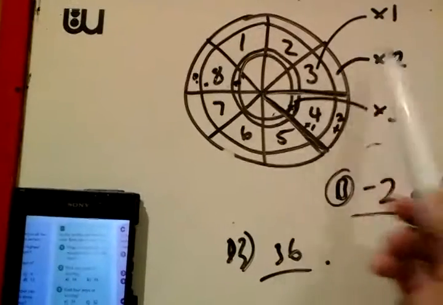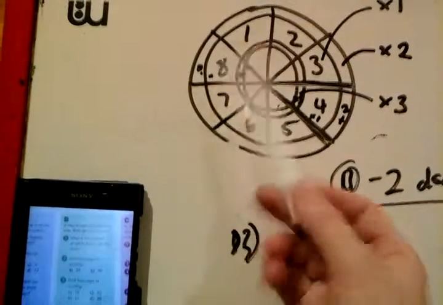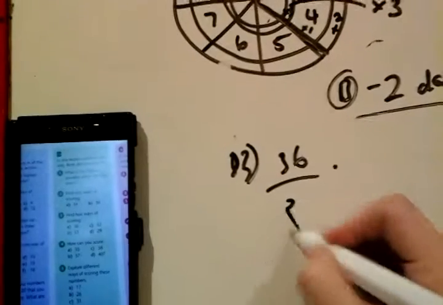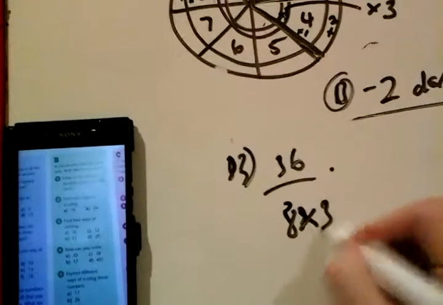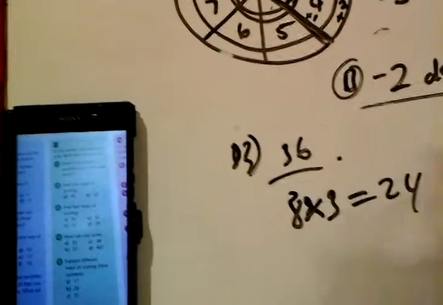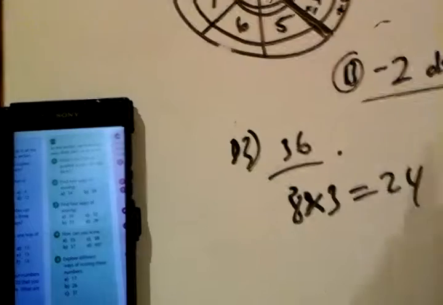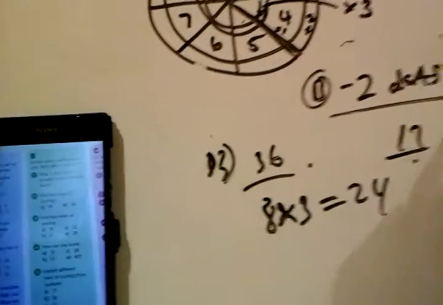Okay, so what numbers can we do? Let's do again 8 times 3, the highest number to save me. So 8 times 3, which is 24. Now what's left? 36 take away 24. I have 12 left. I need to get 12.